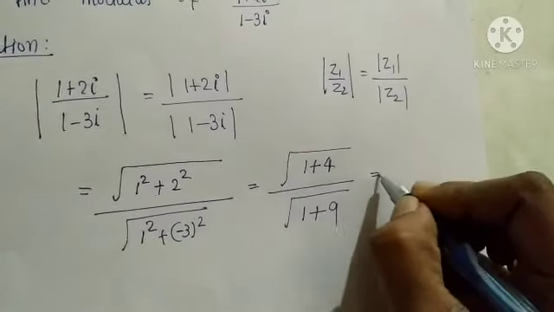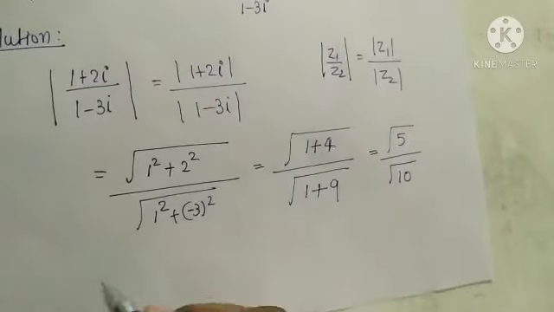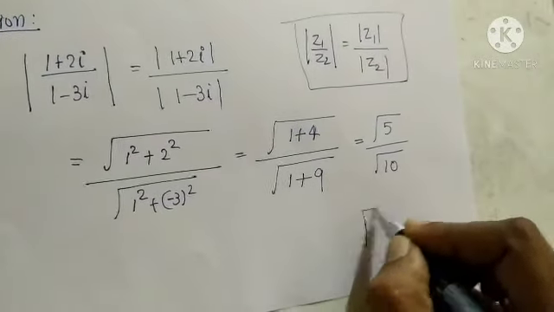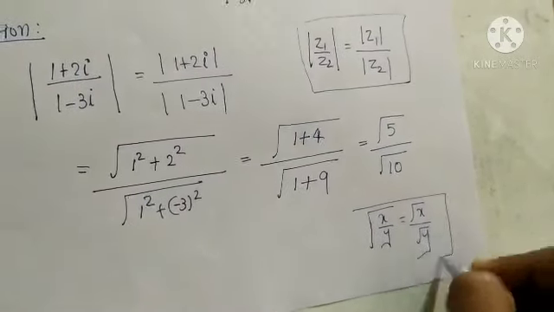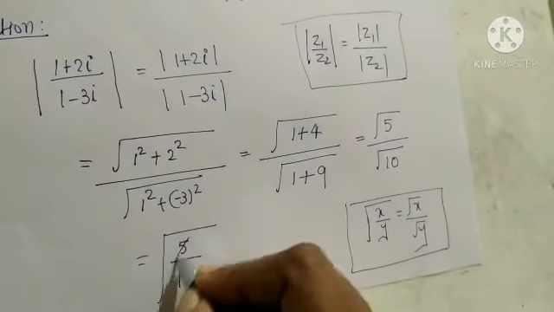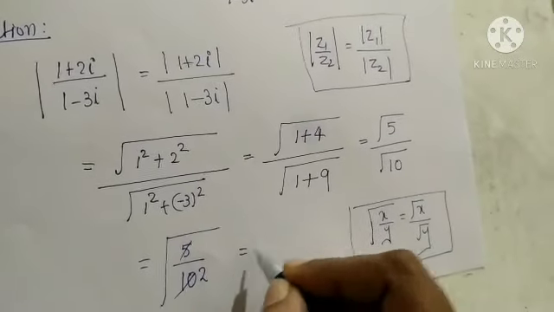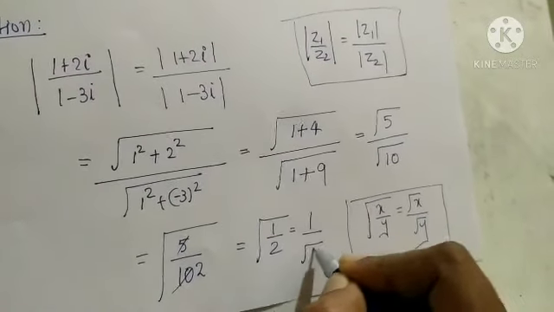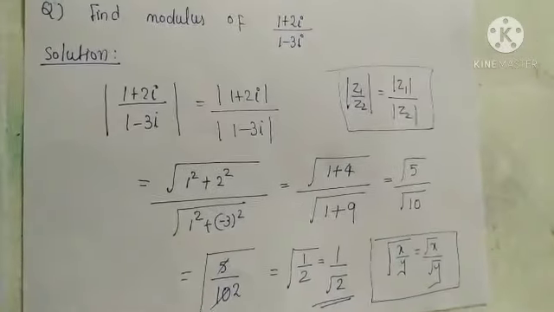Okay, and it will be equal to root 5 divided by root 10. One of the properties of roots is that root of x by y can also be written as root x by root y. So using this format, it can be written as root of 5 by 10. Cancelling these 5 and 10, the denominator will become 2. So root of 1 by 2, or it can be written as 1 by root 2. So this is our final answer. Okay, so this is a very simple question.